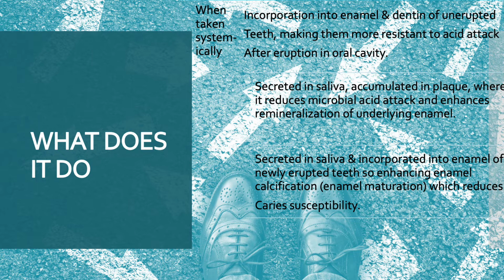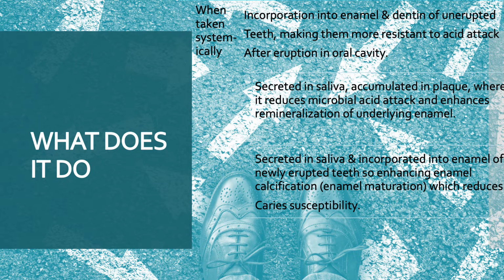Now we'll discuss this in two steps because its mechanism of action is in two ways. First is when it is ingested systemically. That means when you take it from your mouth and it enters your digestive tract. Now the first thing that it does is it gets incorporated into the enamel and dentine of the unerupted teeth. And because of that, it makes the unerupted tooth more resistant to acid attack. And when it erupts in the oral cavity, obviously it will be difficult for the microorganisms to cause decay in that tooth.